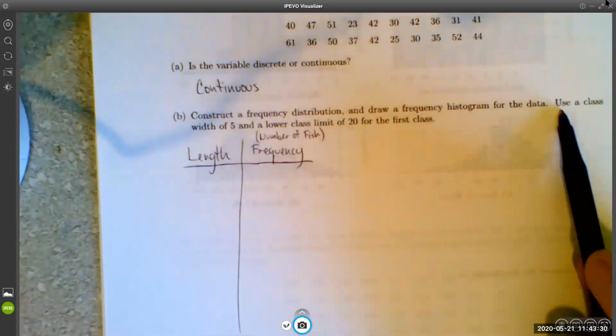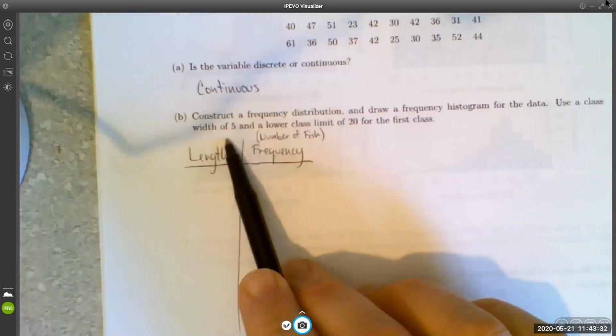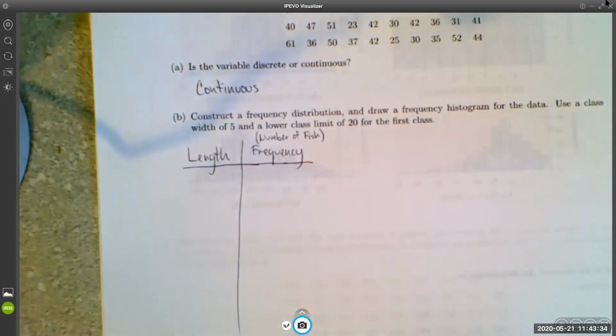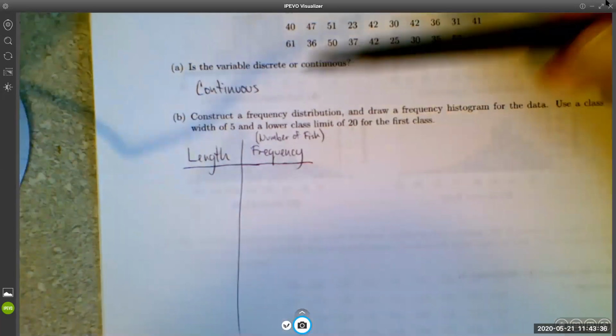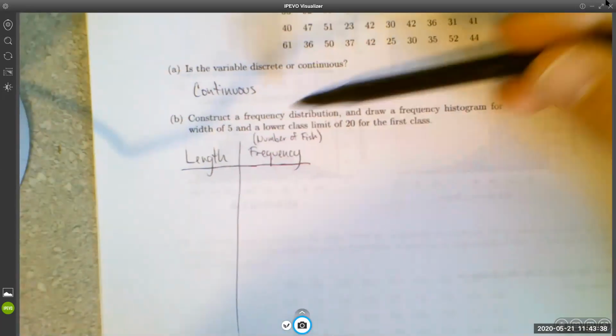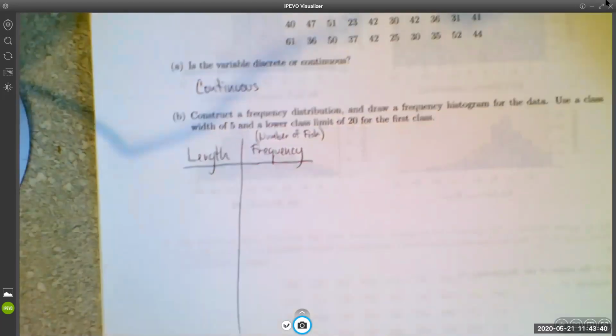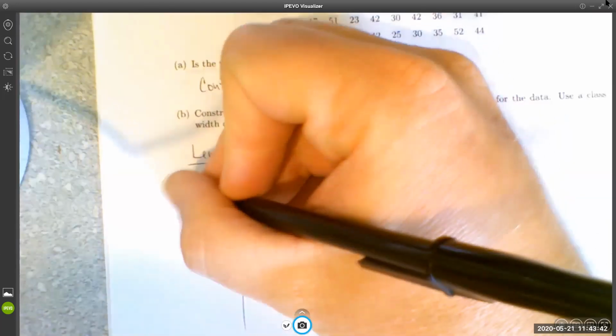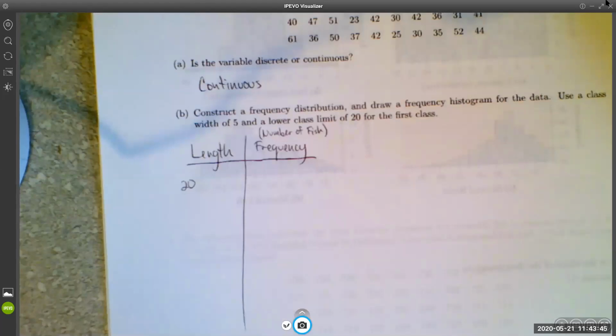And actually, we're told, use a class width of 5 and a lower class limit of 20 for the first class. So when I say use a lower class limit of 20 for the first class, I'm giving you the starting point. I'm saying start at 20 and then have a class width of 5. Now, here's where people mess up, right? So don't write this down. You can just watch for a second.